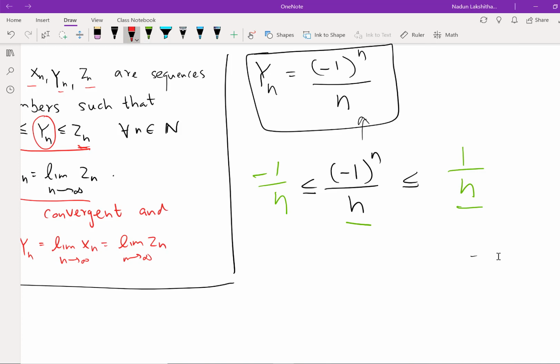So what is the limit of -1 over n when n goes to infinity? It's 0. What is the limit of 1 over n? Hopefully it's the same. Yes, it's 0.